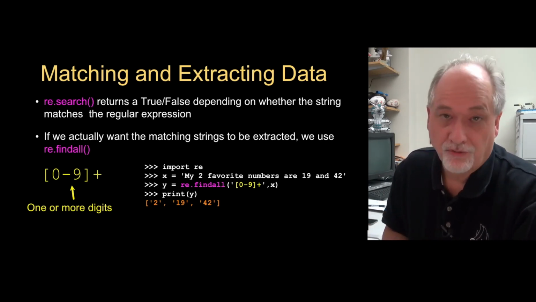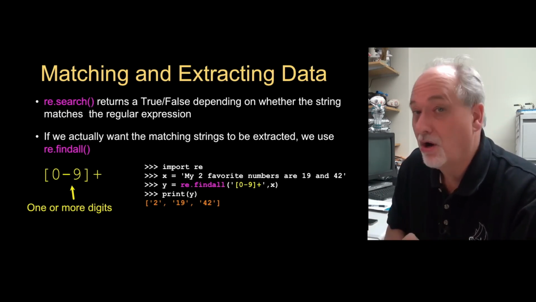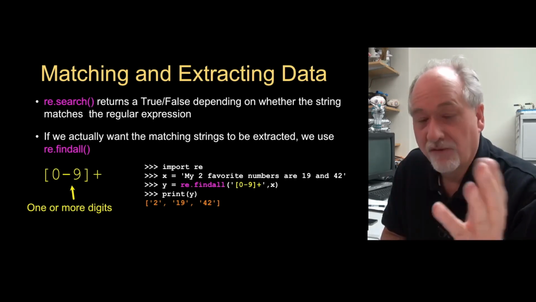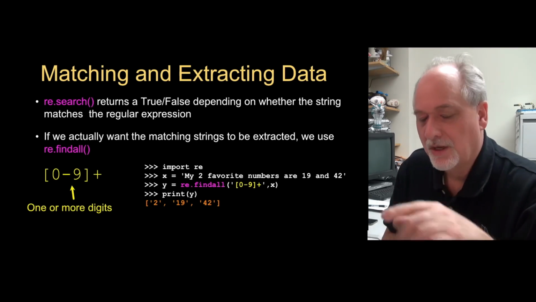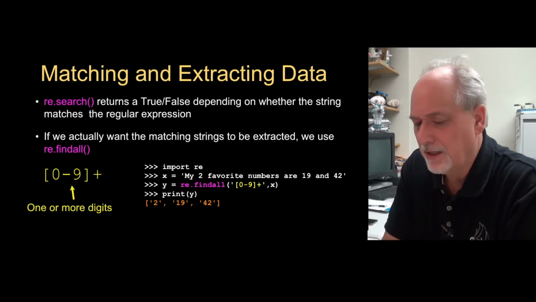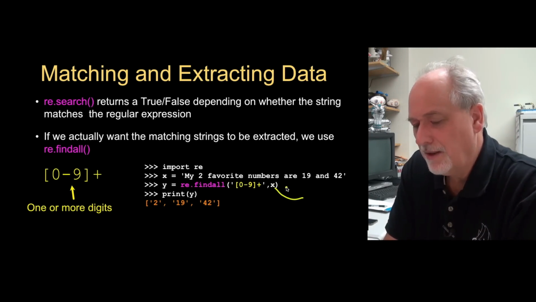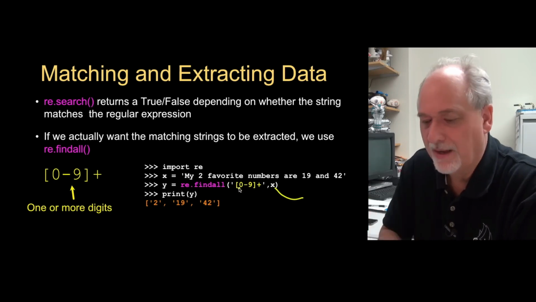So search gives a true or false. Findall gives a list of all the strings that match. So if there are 4 of them, you'll get 4 things in the list. If there's nothing that matches, you'll get an empty list. So let's take a look at what we've got going here. Instead of calling search, we call findall. We still pass in the string that we're looking through, and then we have our little template pattern.